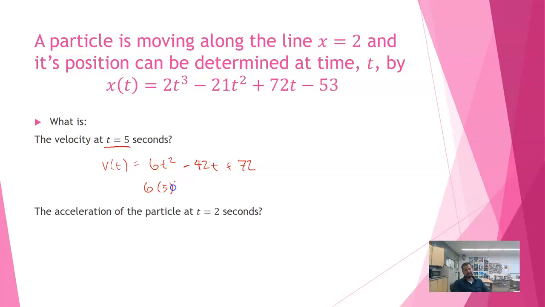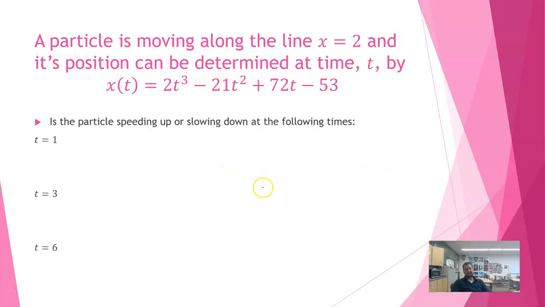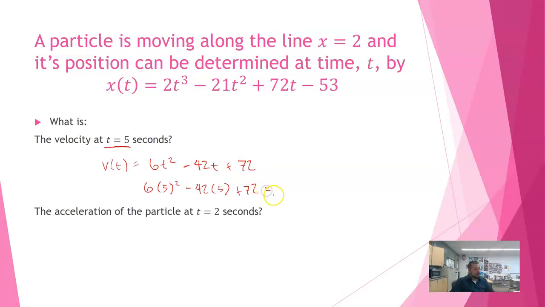So I'd go 6 times 5 squared minus 42 times 5, because that's what the derivative tells us of position. And again, I would just plug that into my calculator, and that would give me 12 as my answer. Again, that would be like meters per second or feet per minute, whatever it is. That would be my instantaneous velocity, or my velocity at a given time.